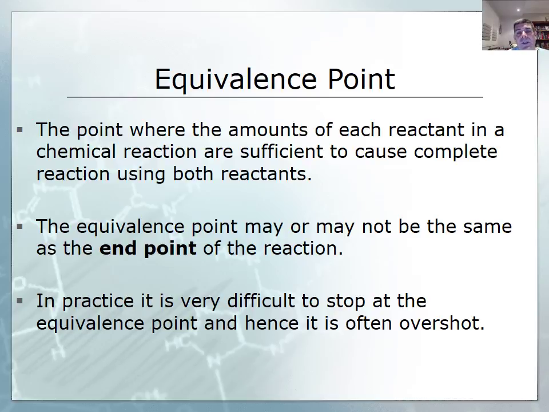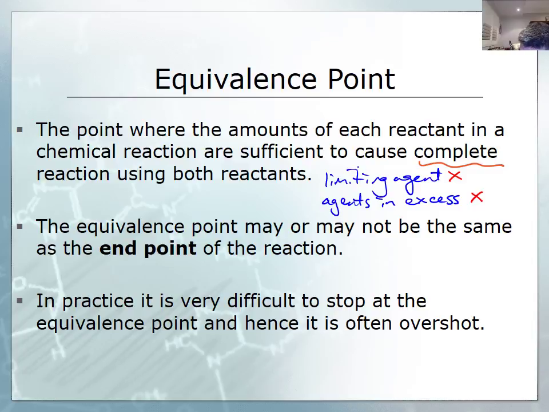So the equivalence point, to define it, is the point where the amounts of each reactant in a chemical reaction are sufficient to cause complete reaction using both reactants. So we are not talking about limiting agents. We don't want limiting agents, and we don't want agents in excess. Both of these are not what we want. We want to try and find the point as much as possible where we have a complete reaction. That's what we're after in this particular case.